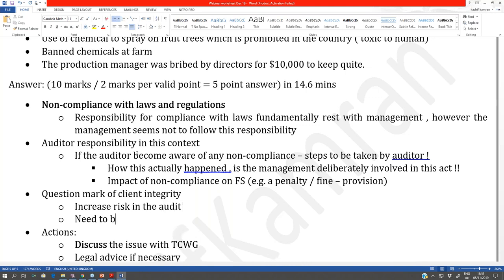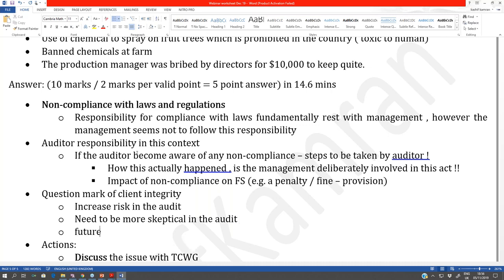Auditor needs to be more skeptical in the audit. Because if you think the management is involved in a wrongdoing, you need to become skeptical. You need to increase the risk in the audit. Because when you think the management is not demonstrating integrity, then all of a sudden the risk in the audit increases and you need to become more skeptical and you need to think about your future client relationships.